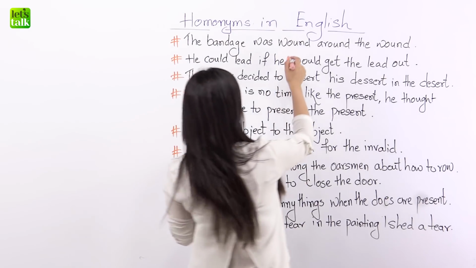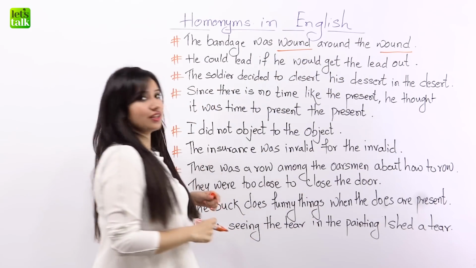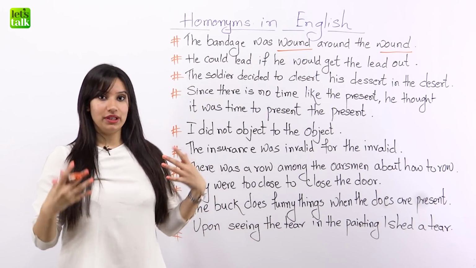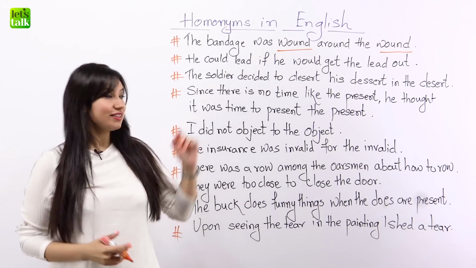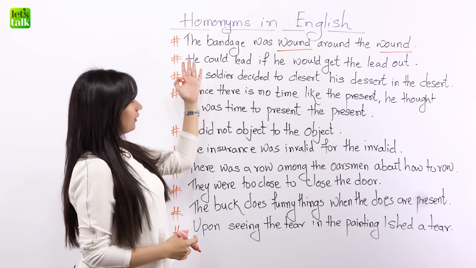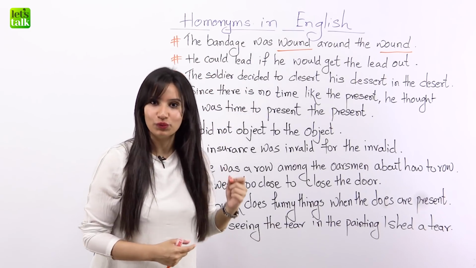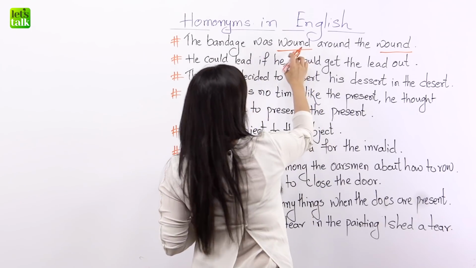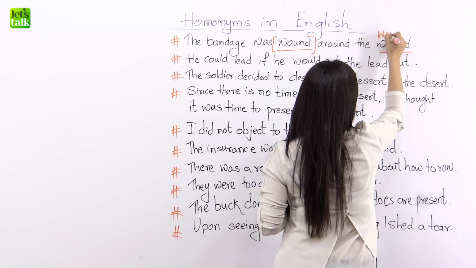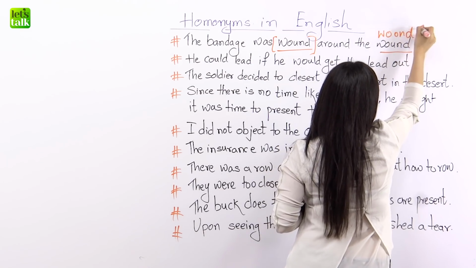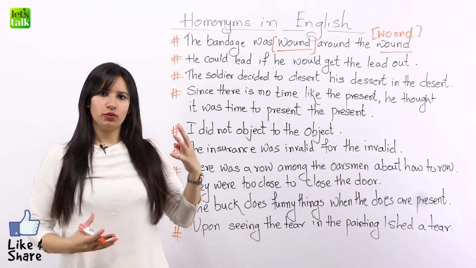Of course, these two words, right? But they have different meanings and also different pronunciations. Let me speak out this sentence for you. The bandage was wound around the wound. I pronounce this word as it is written, wound, but this one is pronounced as wound. So what do we mean by the word wound?